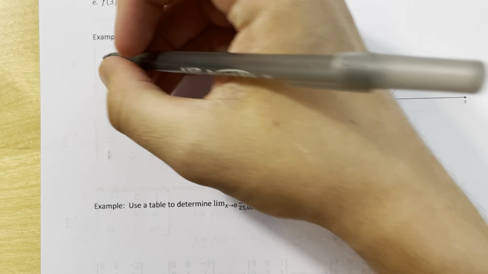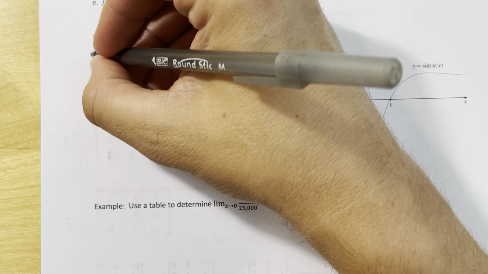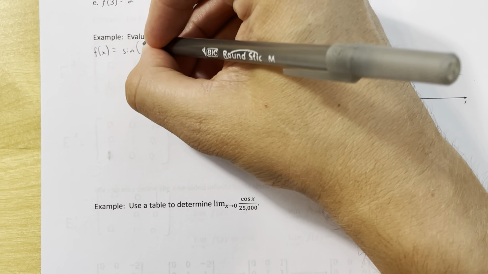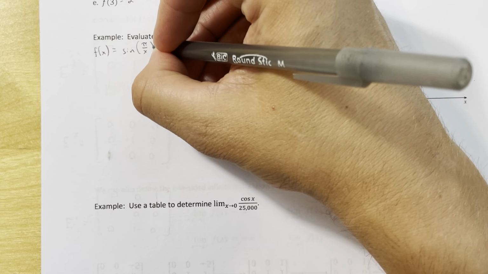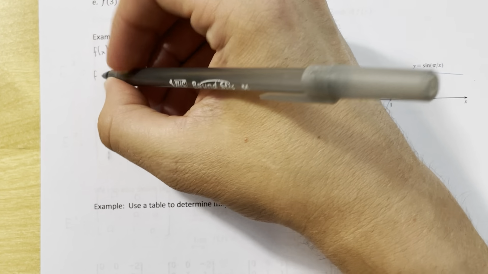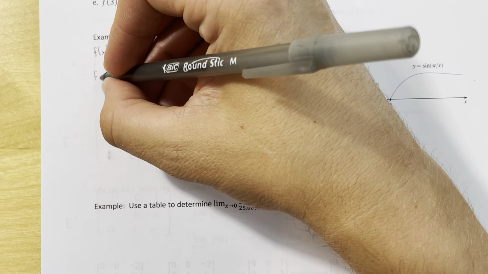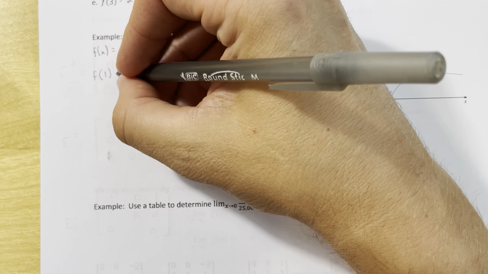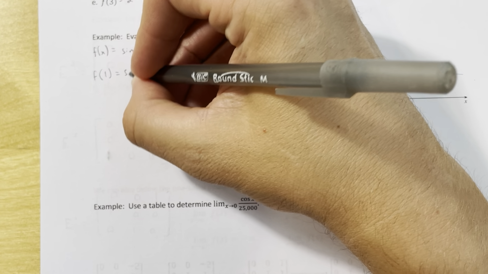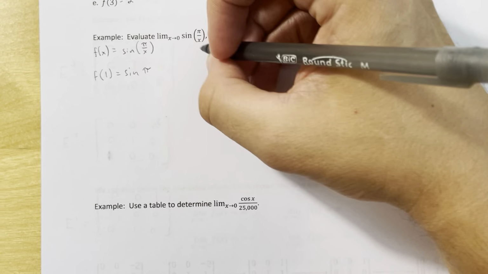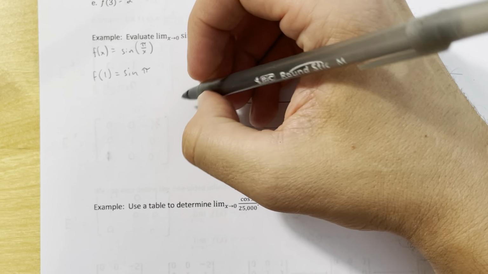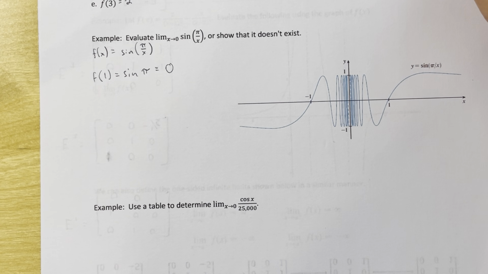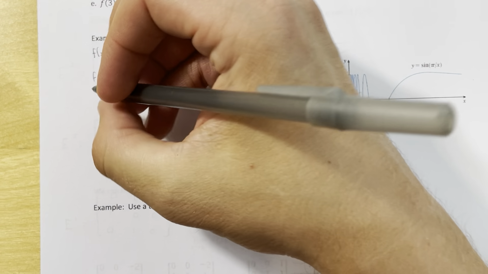So let's see. Let's call this function f of x first of all. Let's say f of x is equal to sine of pi over x. What if I were to plug in, let's just say 1. What is f of 1? Well, f of 1 would be equal to sine of pi. That's pi over 1, right? That's where the 1 goes. What is sine of pi? Well, we know that's equal to 0. Okay, you need to know your unit circle, obviously.